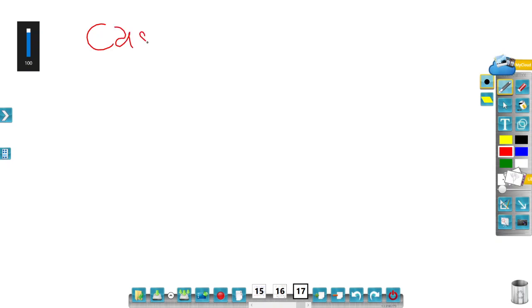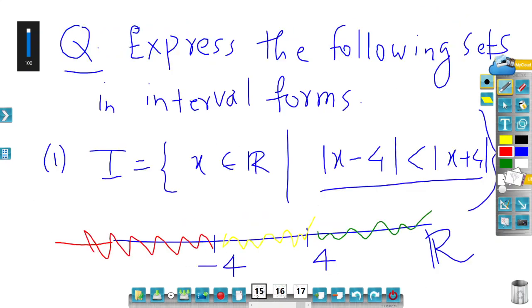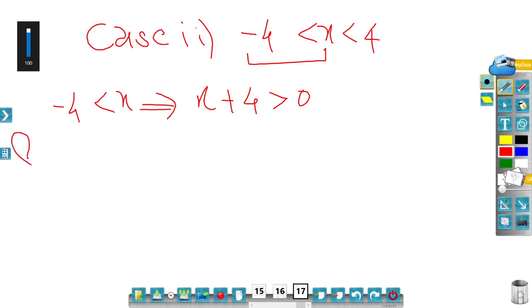So case number 2, if x is between minus 4 to plus 4. So let me go there. My second interval is minus 4 to 4. So that means x is above minus 4. This would imply x plus 4 is greater than 0, and x is less than 4. This would imply x minus 4 is less than 0.